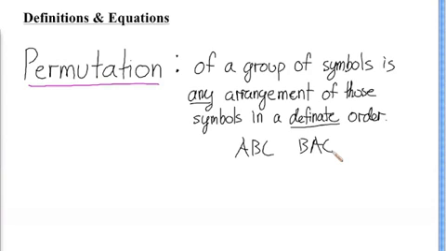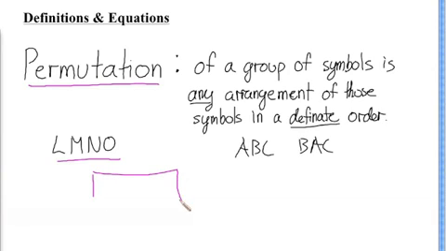Now I told you I'd help you find the number of permutations of a larger set of symbols. Let's take 4 again. Let's go back to L, M, N, and O. And I told you there were 24 different permutations. Let's figure out how many different permutations there are. Think of it this way. If I draw 4 boxes, each box represents a space or a place that I can put a letter in a permutation.